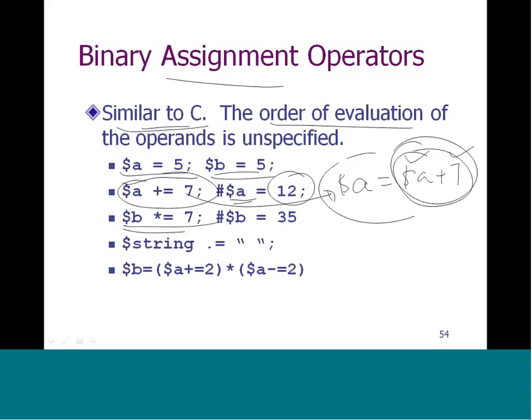So here again, same thing. This is like $b is equal to $b times 7. So that's why we get 35.